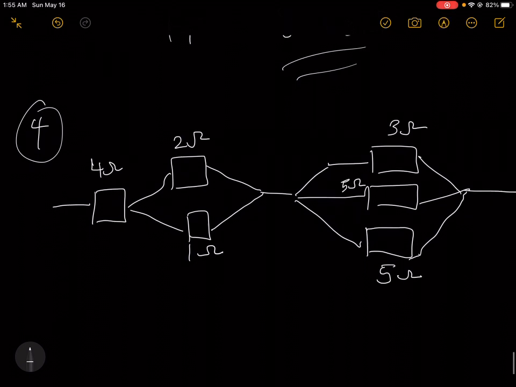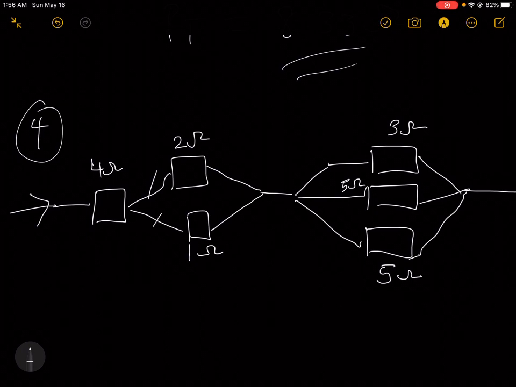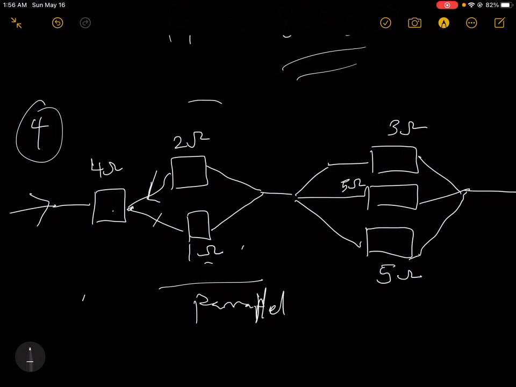So let's analyze this. Now there's a current coming here, passes through here, and now it divides. It means this is parallel. The current passes through here, but when it gets to this point, it divides into 2 and into 1. So this is parallel, then it goes again, then divides again. This is also parallel.